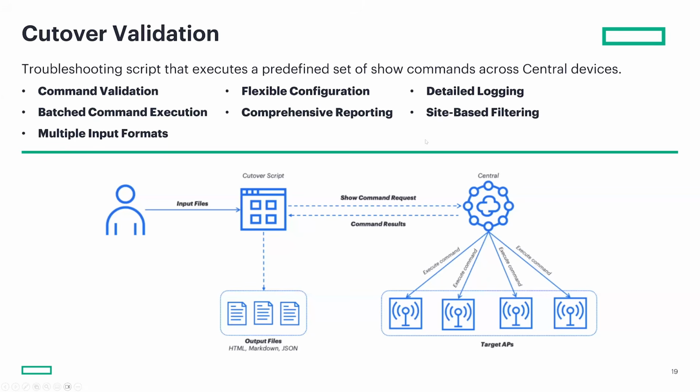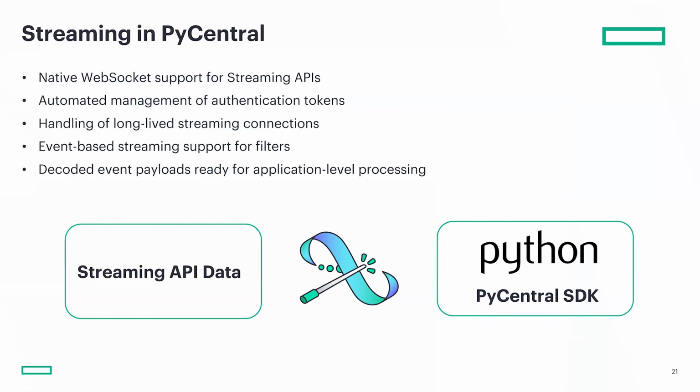So that wraps up our cutover validation demo. And I still have a little more gas in the tank for you guys here. Up next is streaming. So streaming in PyCentral. If you're not familiar with streaming, I'll give you a little bit of detail here, but there's much more in-depth guides and documentation on our developer hub for it. But I'll give you kind of a general idea of streaming in PyCentral and how it works, and then we'll take a look at a demo of that next.